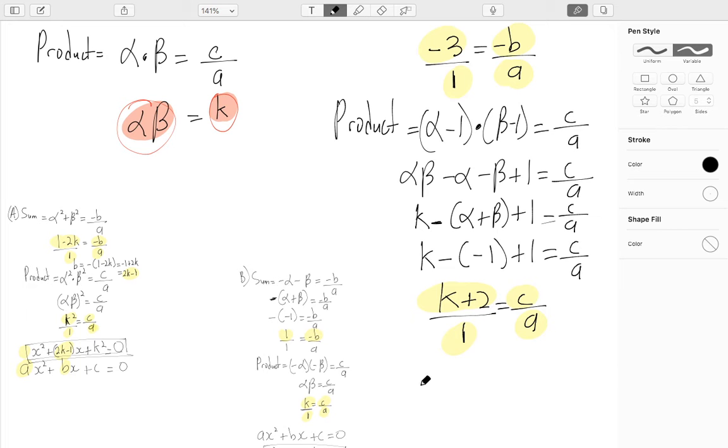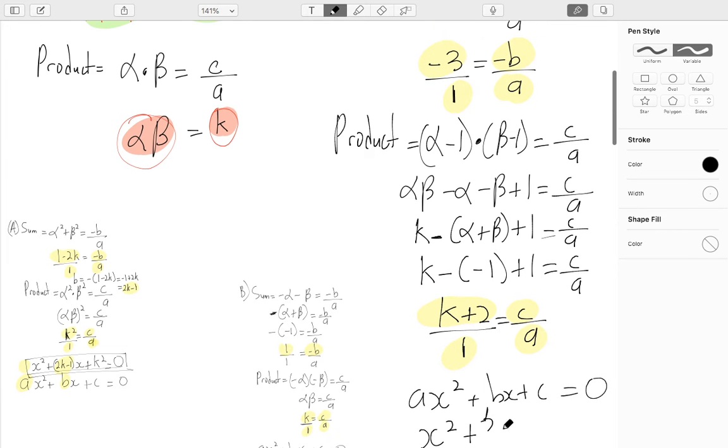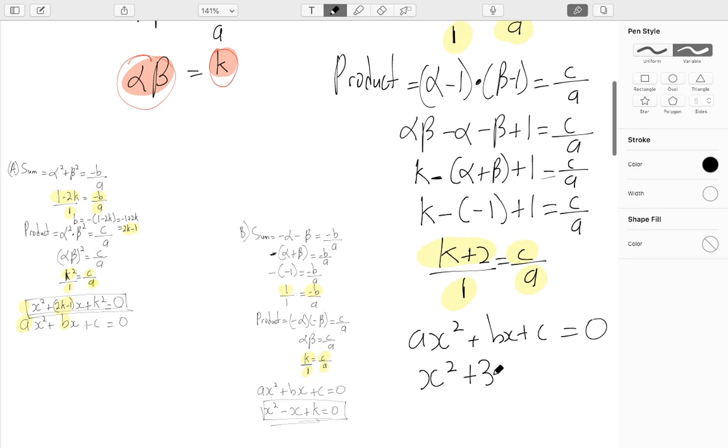So now if we have some expression, ax squared plus bx plus c equals 0, then for this one, we have that a is 1, so just x squared. B is 3, so plus 3x. And c is k plus 2. That's equal to 0. And that is your final answer for that one.